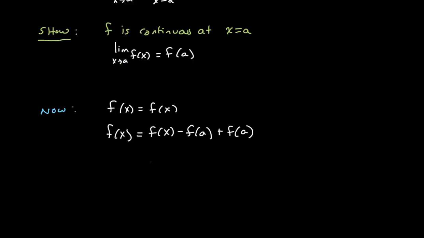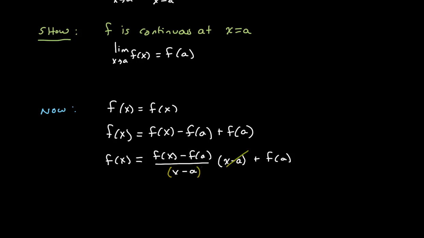Let's continue from here. Next, I'm going to say that f of x is equal to f of x minus f of a over x minus a, plus f of a. That's not necessarily true. In order to make it true, I'm going to multiply by x minus a so that we have what I like to call 1 in disguise. See, this quantity here will cancel out with this quantity here, making this statement the same as the original statement.